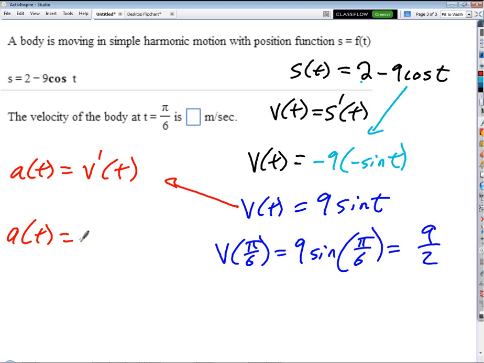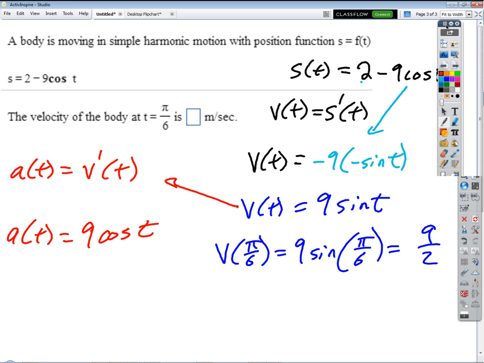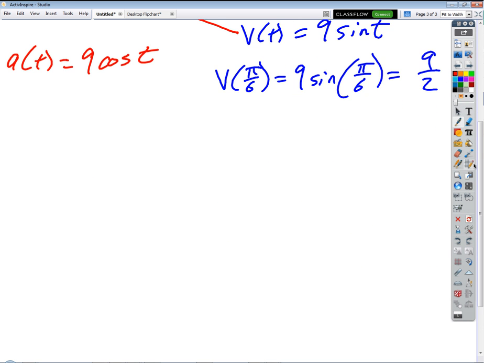9 times the derivative of sine t, which is cosine t. So it's going to be 9 cosine t. Now you might notice something interesting about this. There's a relationship, and this is always true with simple harmonic motion. With simple harmonic motion, the acceleration is related to the displacement in an interesting way. I don't want to get too far gone on this, but think about what simple harmonic motion is.